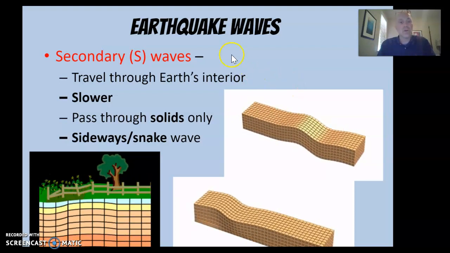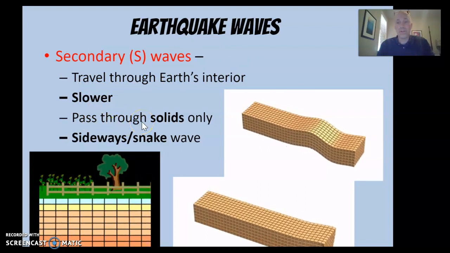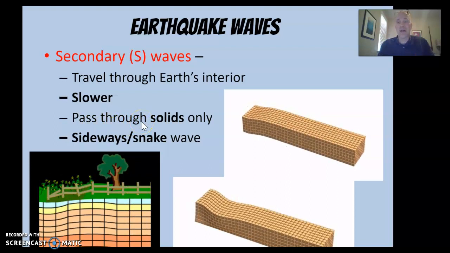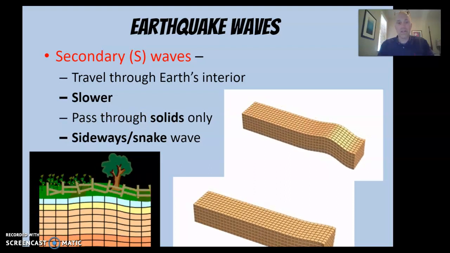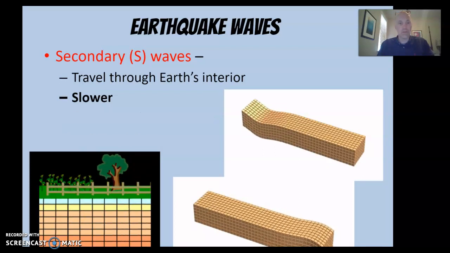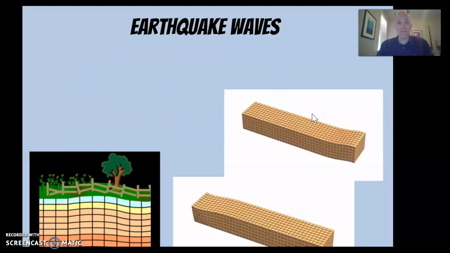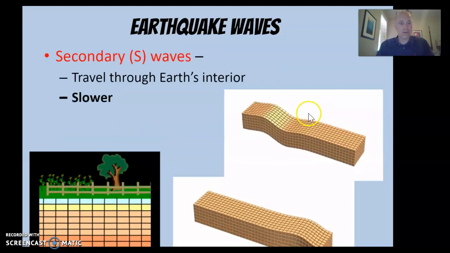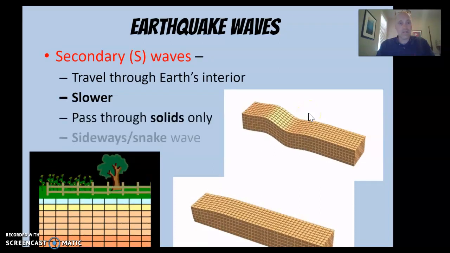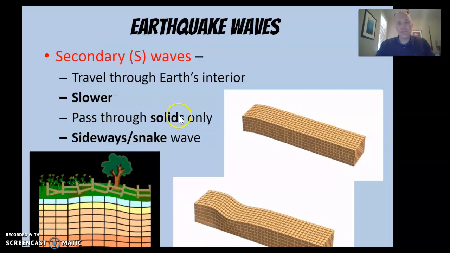So they travel through the Earth's interior. They're slower. And one other thing that's different is that they pass through solids only. Whereas primary waves, let me go back to primary waves. Primary waves can travel through both solids and liquids. So they pass through solids only.